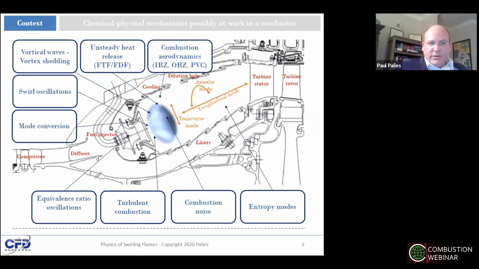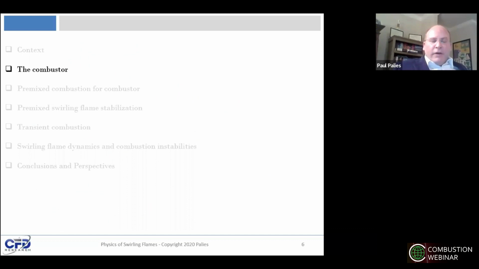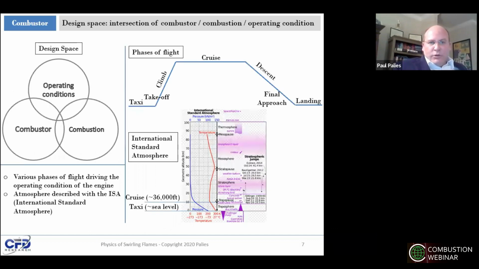So that set the context of our talk today. Now I'm gonna look at the various elements in the combustor, and we will look at one critical aspect that would be needed to be considered both for current and future systems.